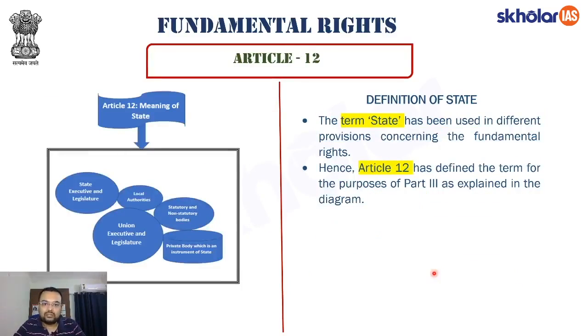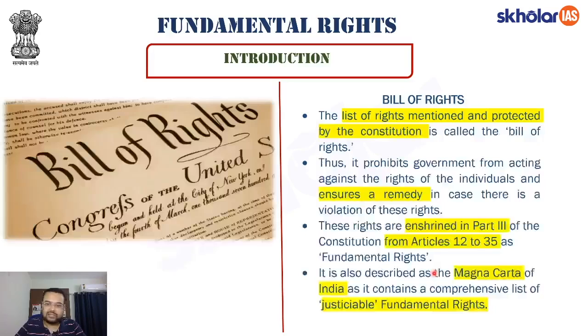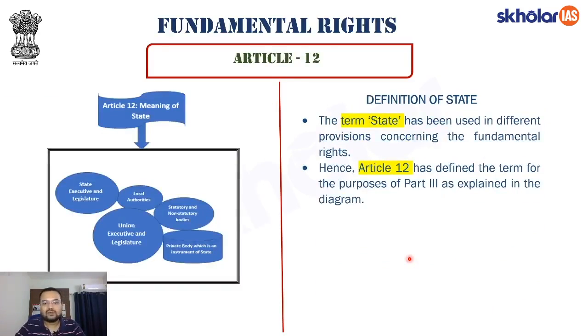Now we come to the next part, and here we'll be discussing Article 12. As we have discussed in our previous slide, from Article 12 to Article 35 we have fundamental rights. So let us start with Article 12 here. What does Article 12 say? It essentially gives the definition of state. The term state has been used in different provisions concerning the fundamental rights. Article 12 has defined the term for the purposes of Part 3 as explained in the diagram.